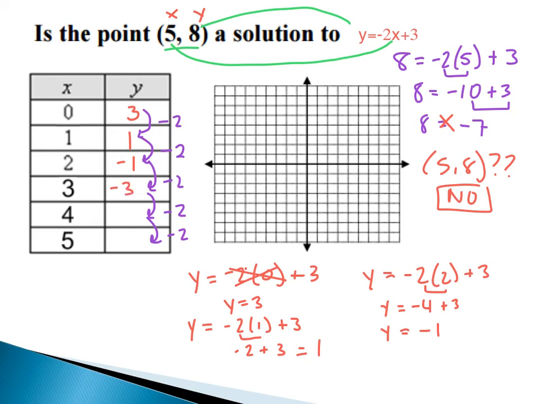If I have negative 3 and I take away 2 more, I'm going to have negative 5. And take away 2 more, negative 7. What I get are those points. So if I recognize a pattern, I can plot these points easily.